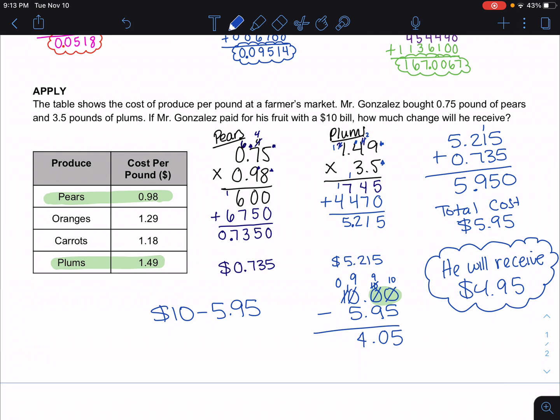Tomorrow we will talk about how to divide with multi-digit decimals. So we'll add our 4th operation tomorrow.